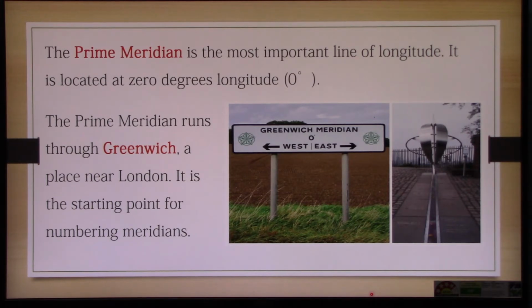So when we have to start counting, how do we number? You saw in the previous slide 20 degrees, 40 degrees, 60 degrees, and so on and so forth. How do we begin? There has to be a starting line. Now look at this. Greenwich actually decides the numbering of the meridians.